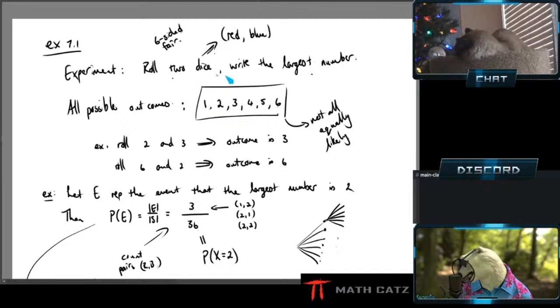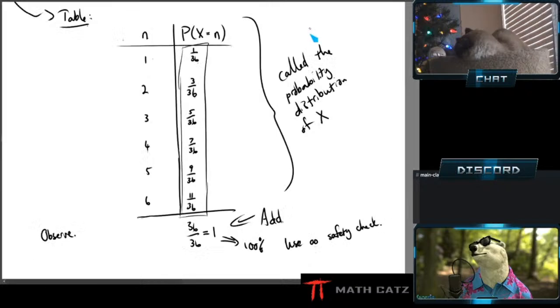If I still roll 2 dice, but I add up the numbers instead of writing the largest one, different random variable, different experiment outcome combination. It'll have different probabilities. It'll be the probability distribution of that random variable. Why probability distribution? Well, they are probabilities, and this table shows how the 100% is distributed across the possible outcomes.